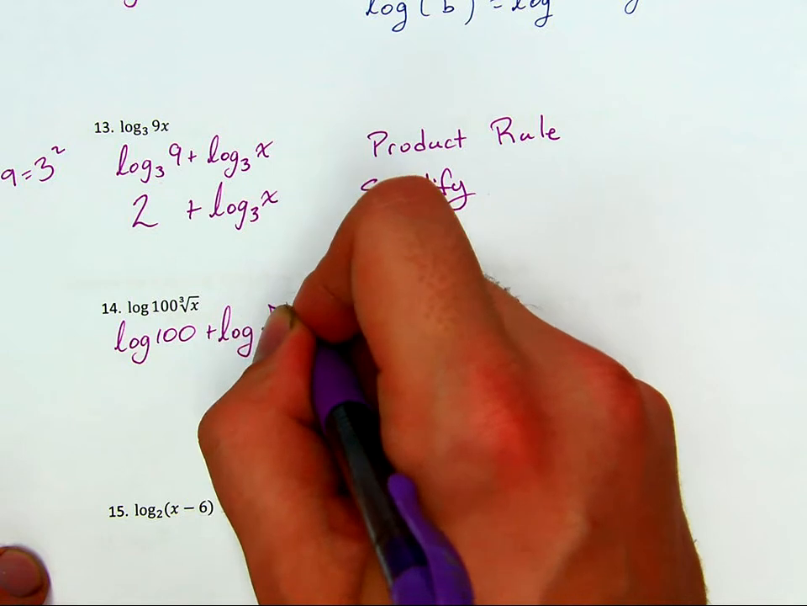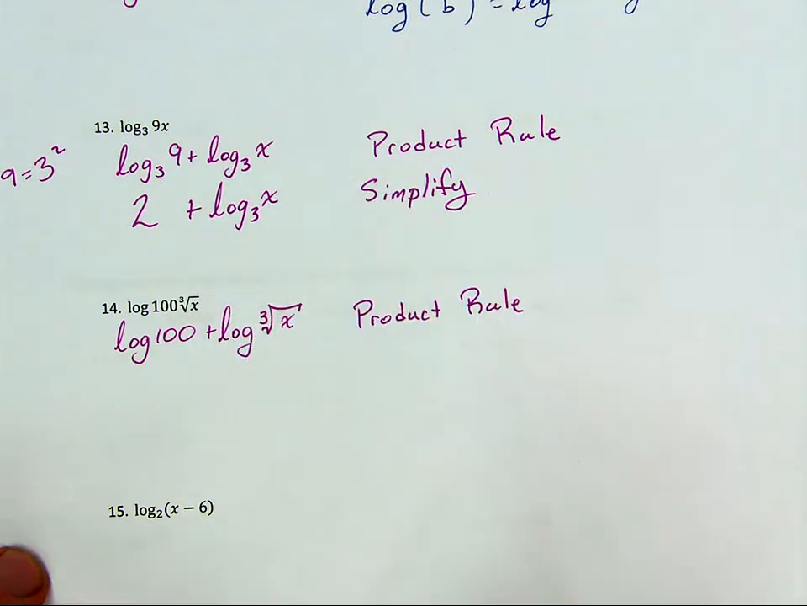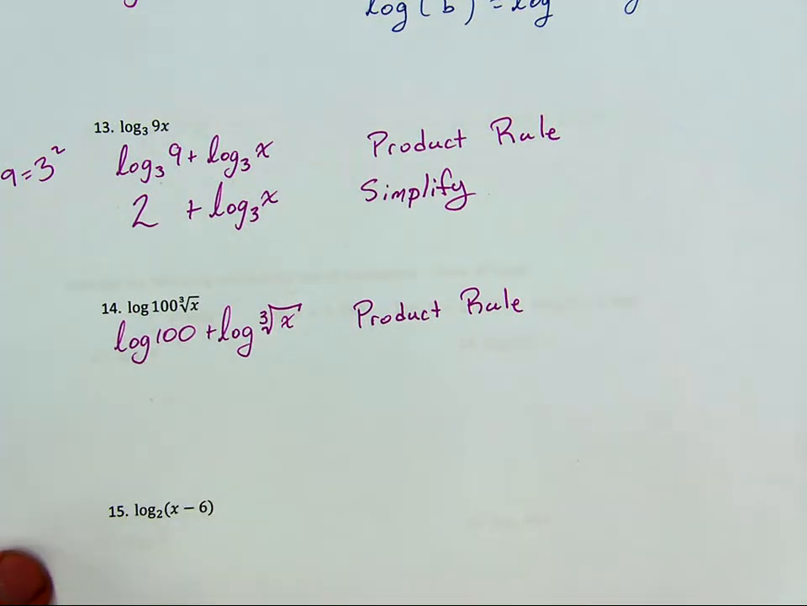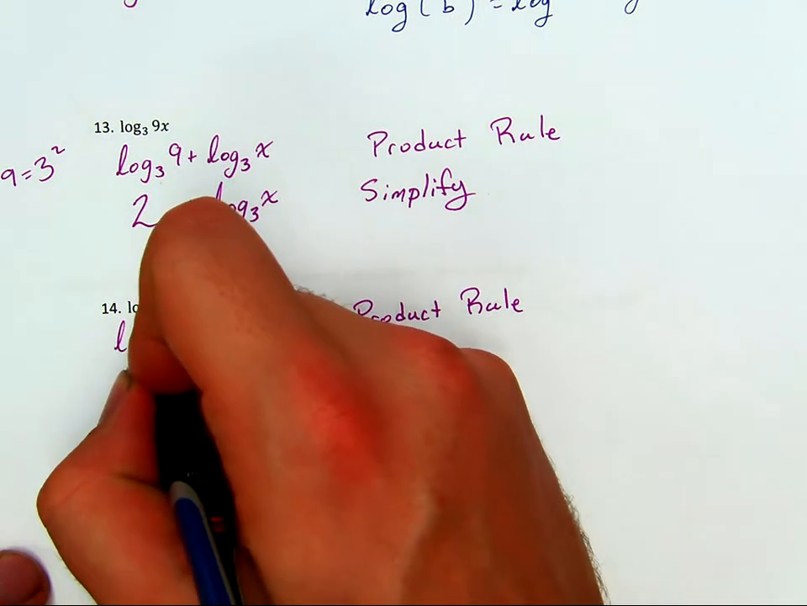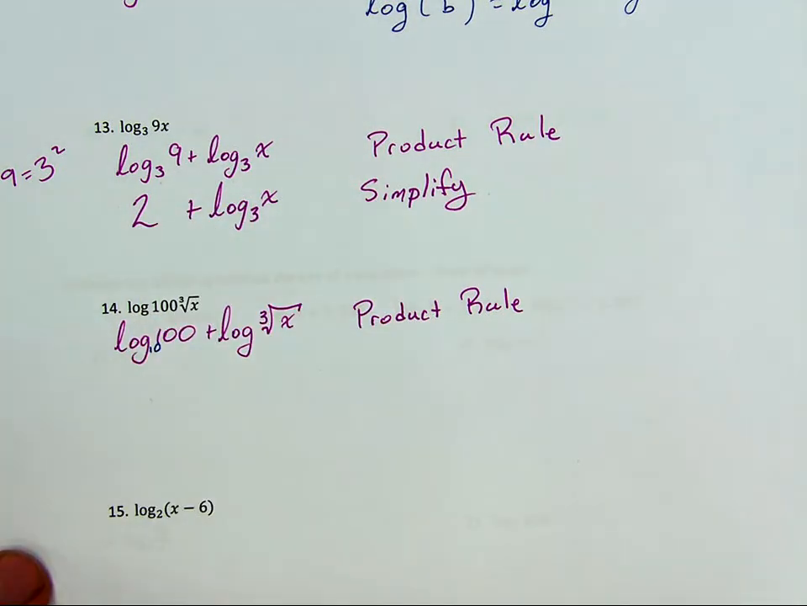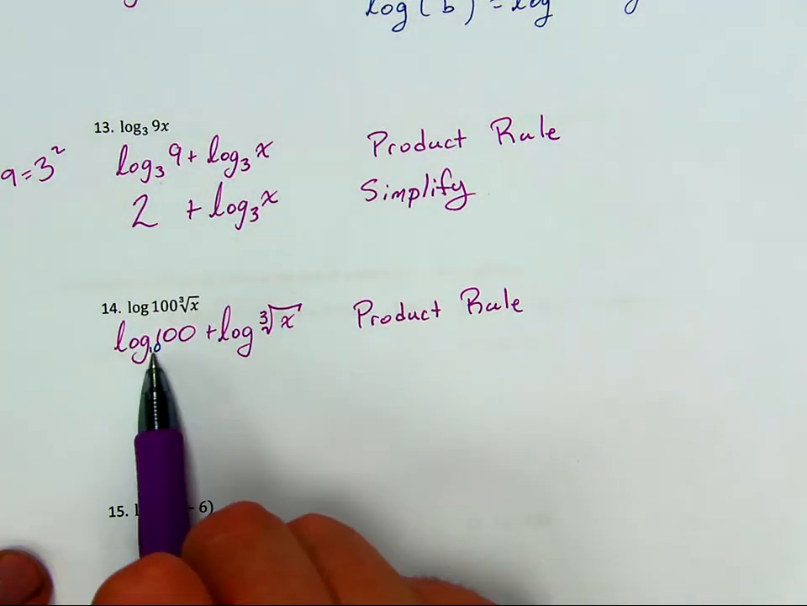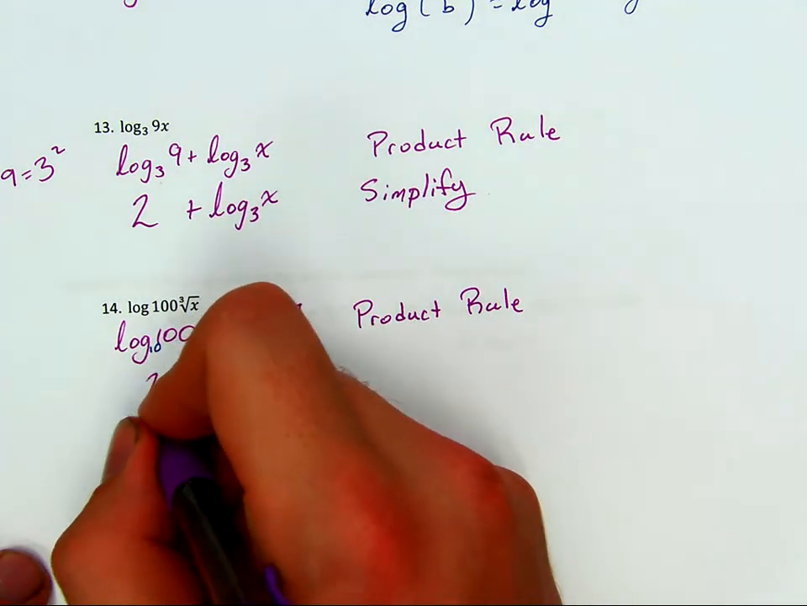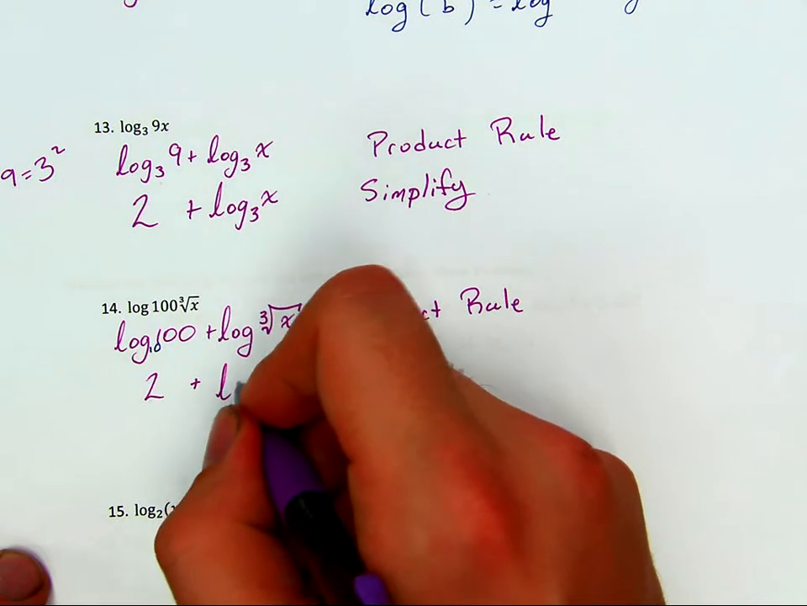Now what we could do is we could simplify this log of 100. Remember, when we don't have a base, we have to say that the base is going to be 10. So we're thinking log base 10 of 100, 10 to what power is 100? Here it's going to be 2, plus log of the cube root x. And then in that step, we just simplified.